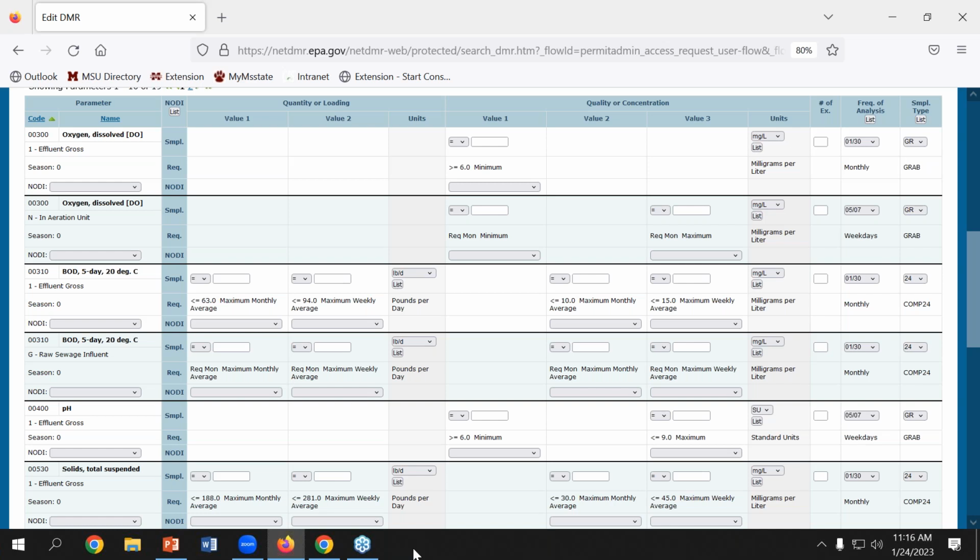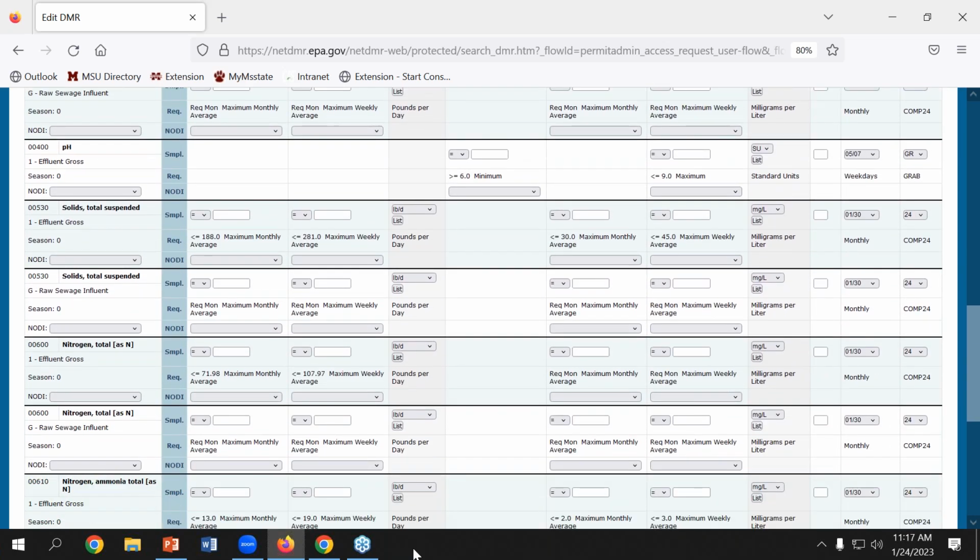Total suspended solids effluent is similar to BOD effluent in that it is also a monthly requirement. As you can see, there's a 30 milligram per liter max monthly, a 45 milligram per liter max weekly. And that max monthly and max weekly will apply if for some reason during a particular month more than one sample is collected. If there's only one sample collected, the max monthly and the max weekly are the same.